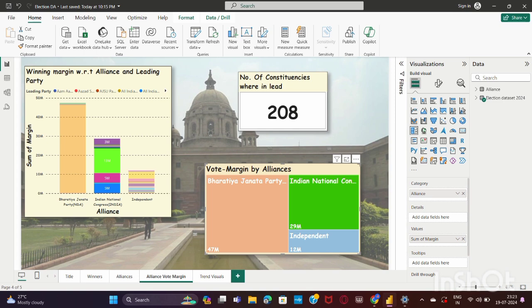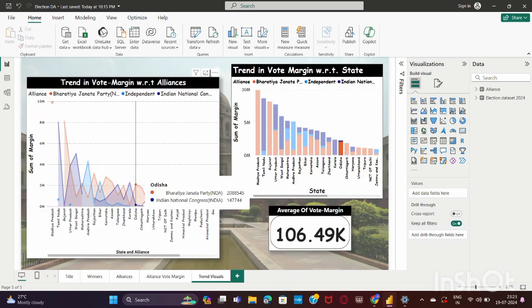At the end, we have trend visuals, which help us in visualizing the area with corresponding alliance dominance and comparing each alliance's performance state-wise along with the average of vote margin. For example, in Orissa, INDIA won in some constituencies with a vote margin of 0.14 million, while NDA won in the rest of the constituencies with a margin of 2 million votes.